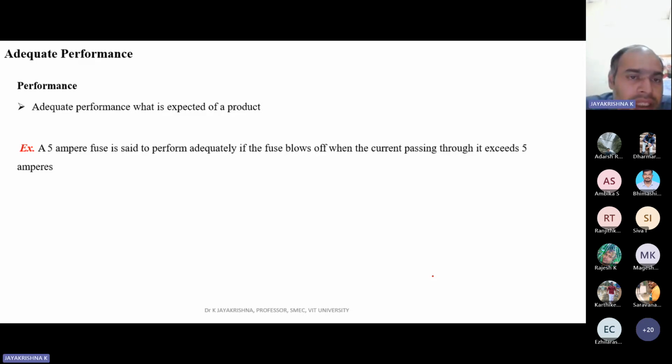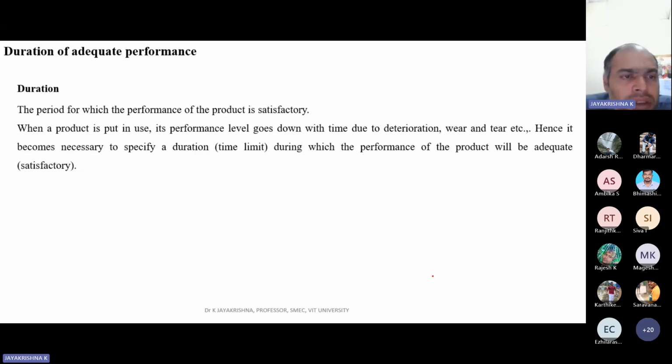Okay, next, the duration. The duration is the period for which the performance of the product is satisfactory. That's what I call how long you are able to run the product. So that is what we call duration. After you install a product, a product is always subjected to some wear and tear. So we have to define the duration for which the product can run successfully and satisfactorily. But at the same time, the product should also deliver its performance during that time.